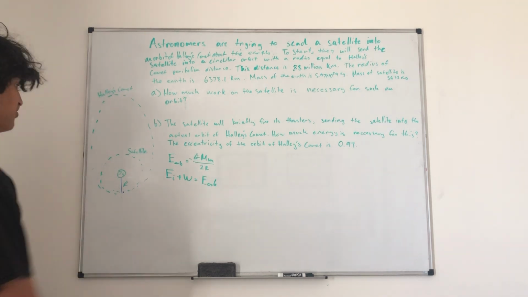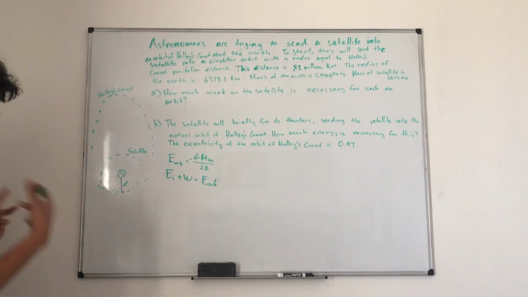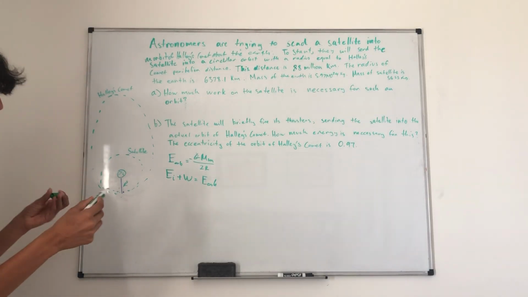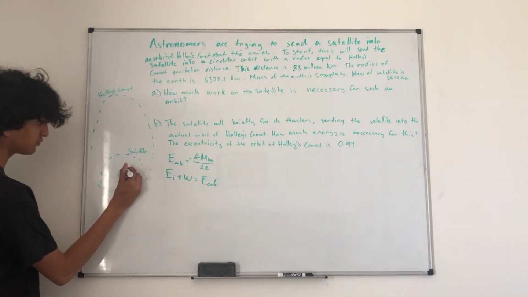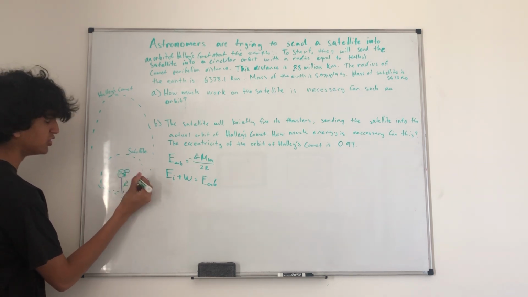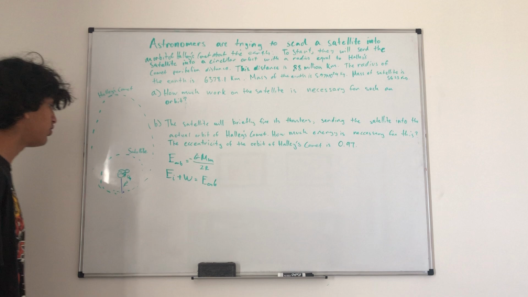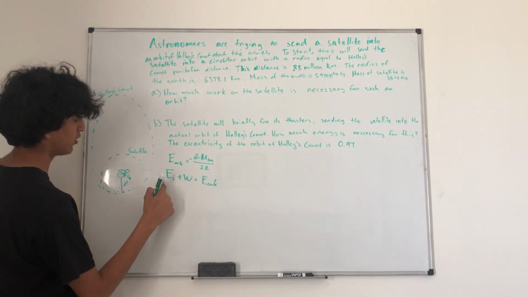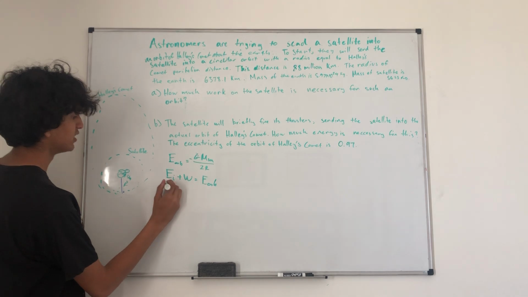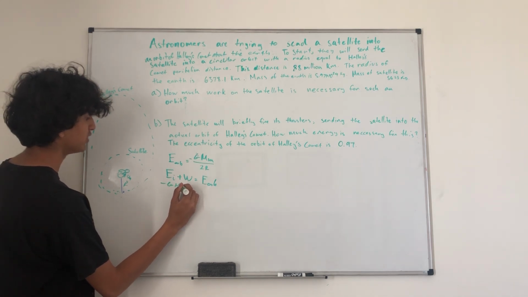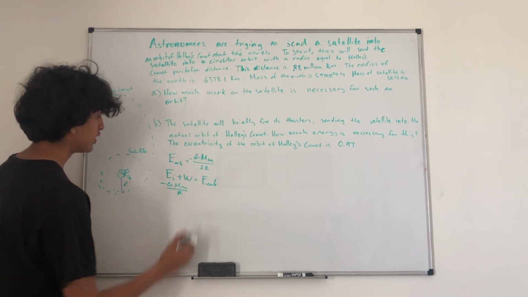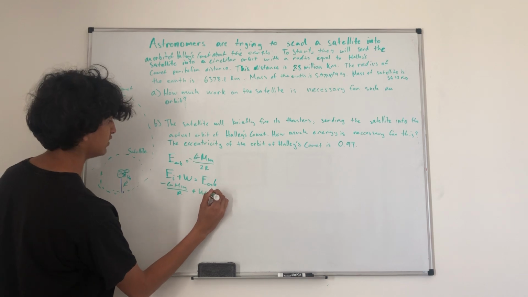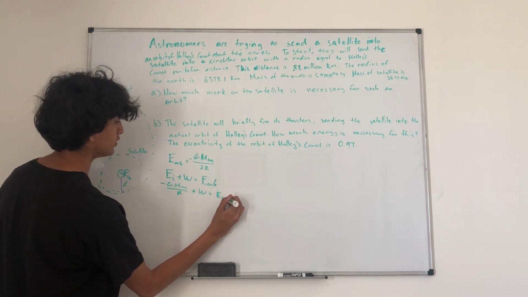So the initial energy. Well, what initial energy is the satellite going to have? It's on the surface of the Earth right here. So there's going to be some negative UG, but UG nonetheless, right here. So all the energy is going to be stored initially as UG. So our equation for UG is just negative G M1 M2 over R, plus the work done is going to equal E orbit.